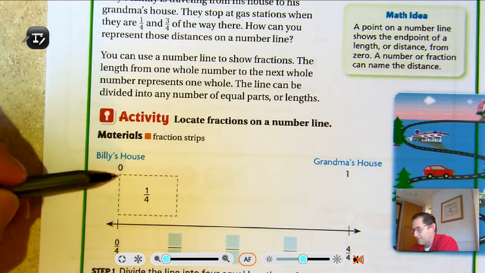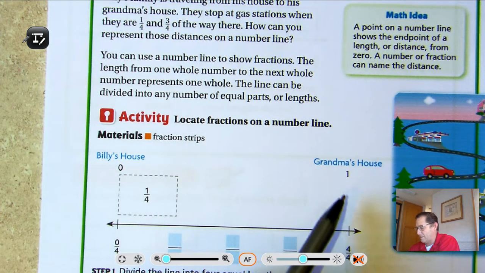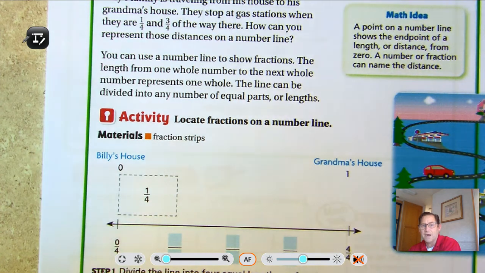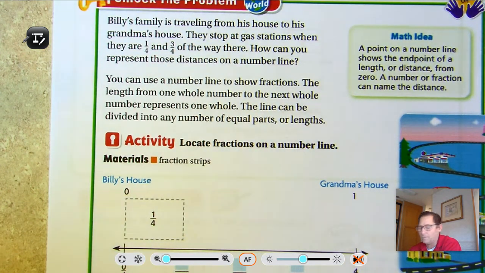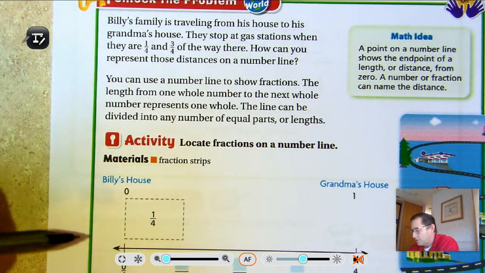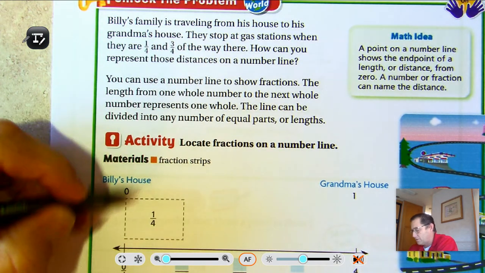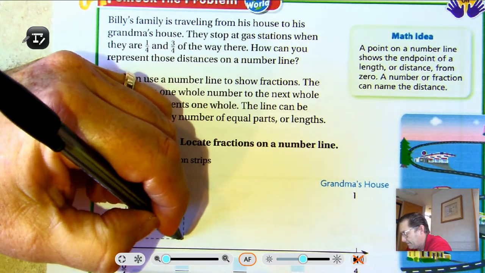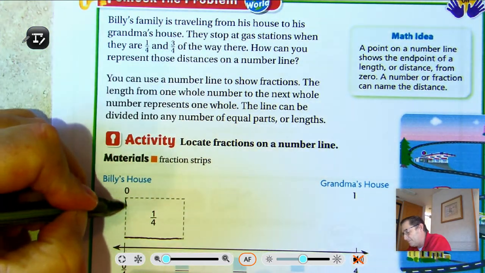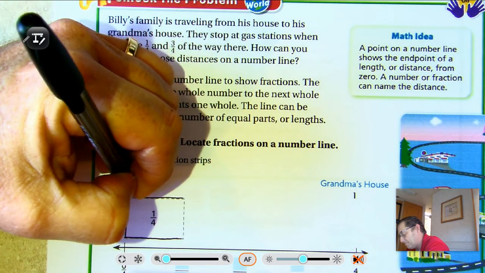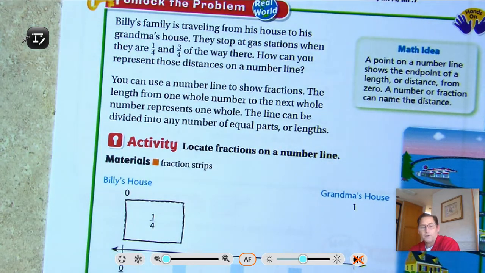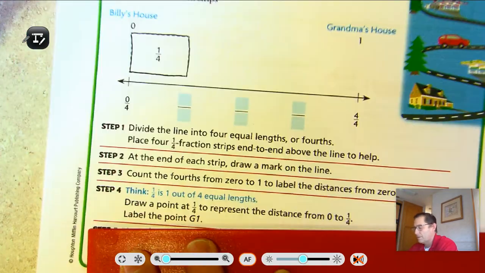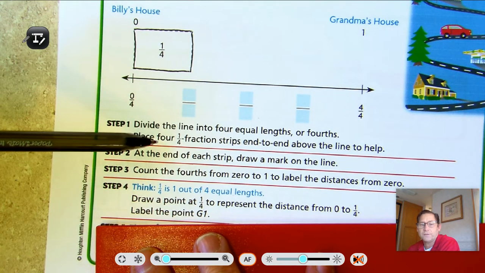And so they're showing us that from Billy's house to Grandma's house is 1 mile, or 1 whole. They really didn't say whether it's mile or not. So 1 whole. Okay, the whole trip is 1. And each of these squares is going to represent 1/4 of the trip. Okay, so we're going to divide the line into 4 equal. Step 1, divide the line into 4 equal lengths or fourths.